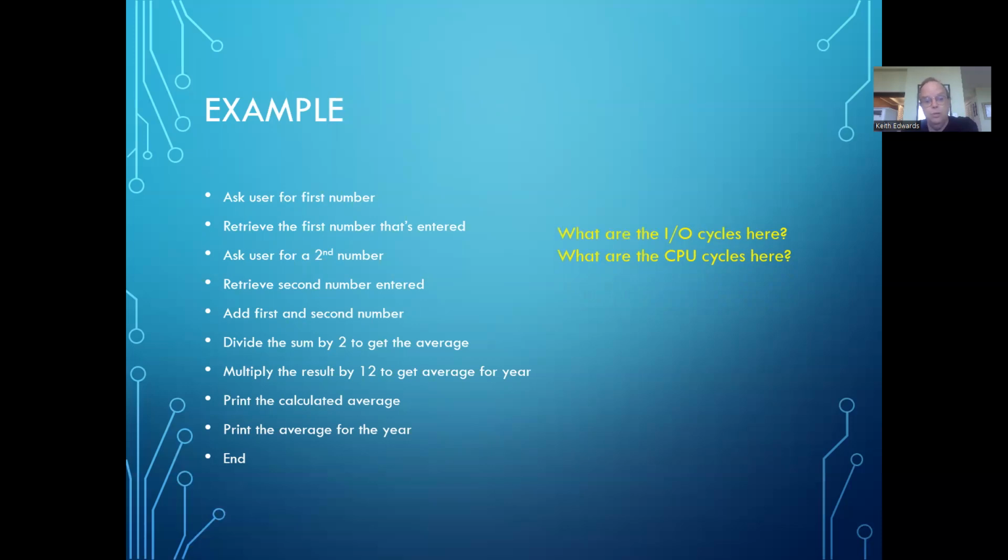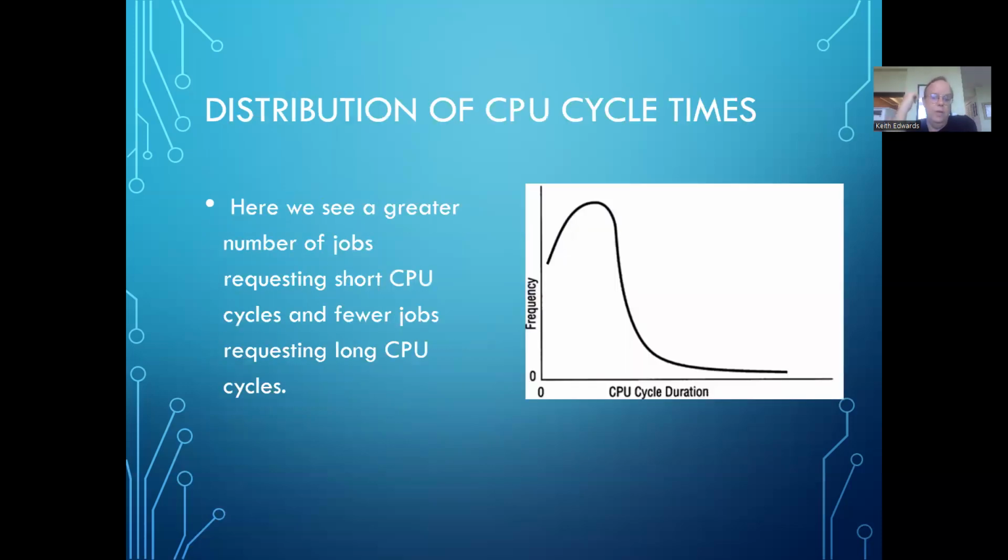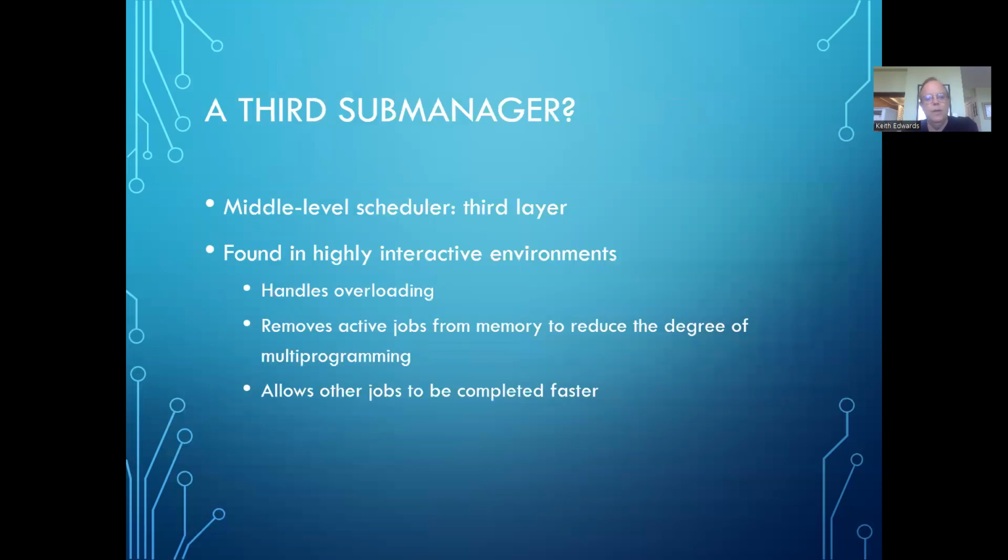So in terms of CPU cycle times, there's a greater number of jobs requesting shorter CPU cycles and fewer jobs that request long CPU cycles. So that's another thing that can play into our design decisions.